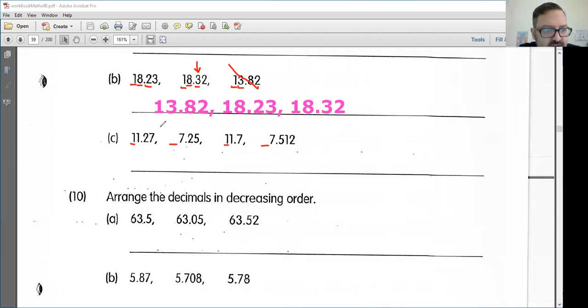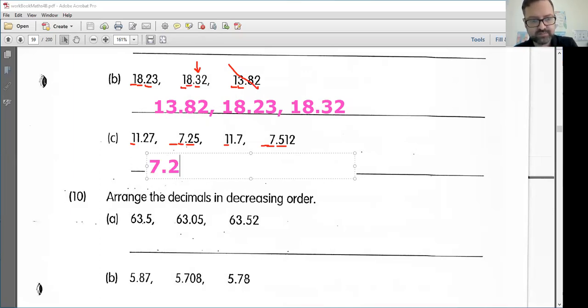So at this point, I know that these numbers, 7.25 and 7.512, are my two smallest numbers. So let's check out which one is smaller. Here I have 7 ones and 7 ones. And next, after the decimal point, I have 2 tenths and 5 tenths. Okay, so at this point, I can determine that 7.25 is the smallest number here. All right, so 7.25, comma, and I also know that 7.512 is my next smallest number because that also does not have a number in the tens place.